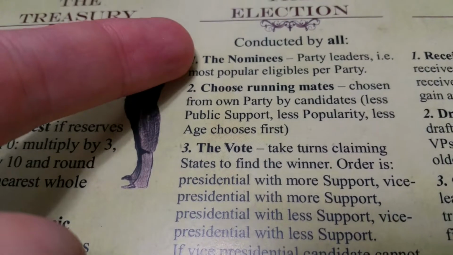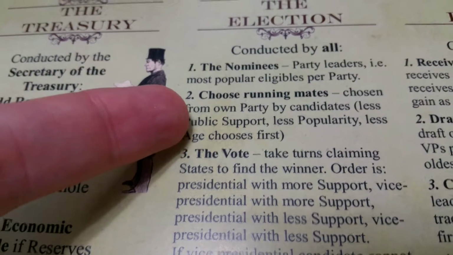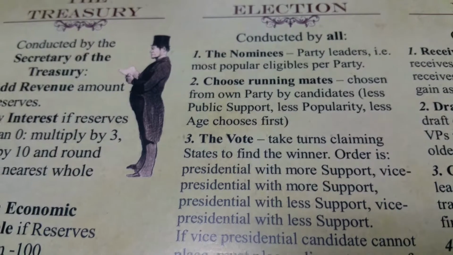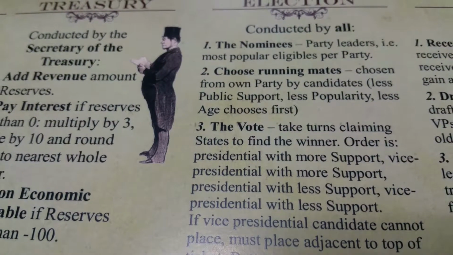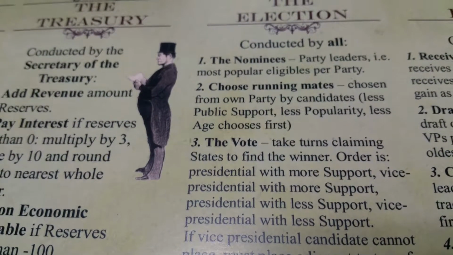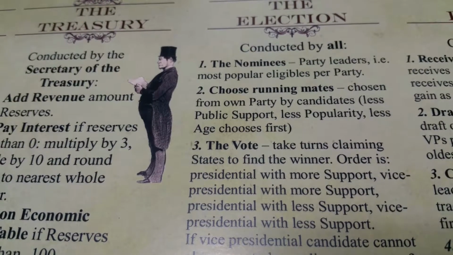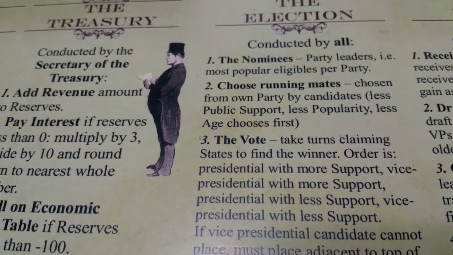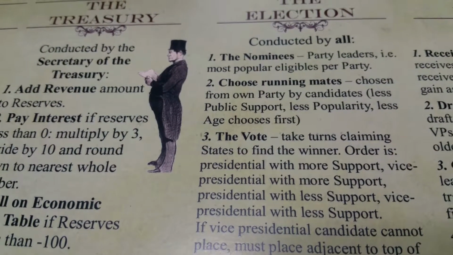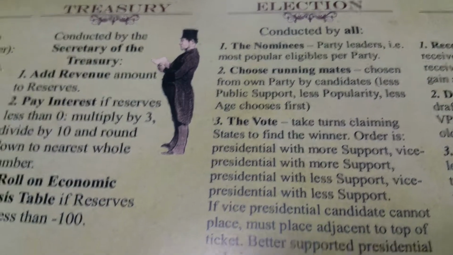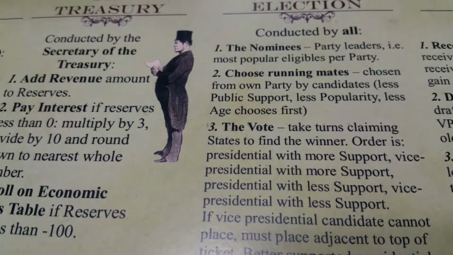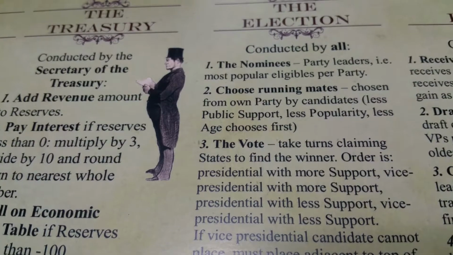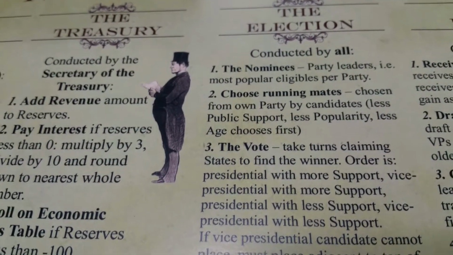After we identify the presidential nominees, they will announce their running mates. And the announcement order is always based on whichever party has less public support. And if that's tied, then whichever presidential candidate is less popular. And then if that's tied, whichever candidate is younger. There's a disadvantage to announcing first. So it's based on less public support, less popularity, or less experience, or the younger candidate.